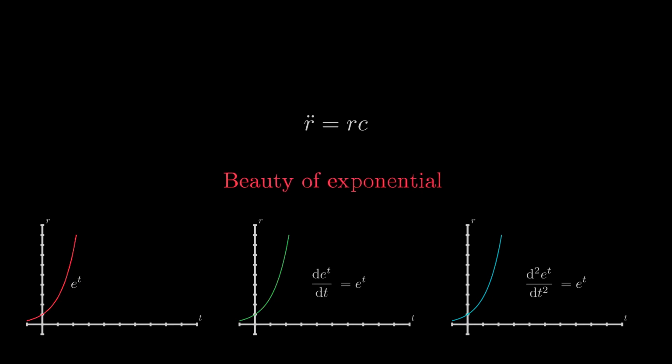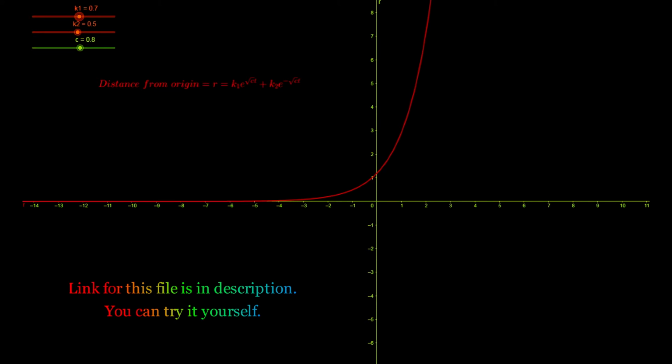The general form solution of this differential equation is given by this equation, where k1 and k2 are constants. Now that we have the function of distance from origin with respect to time, we can plot the graph and see how the graph changes according to the value of k1 and k2.